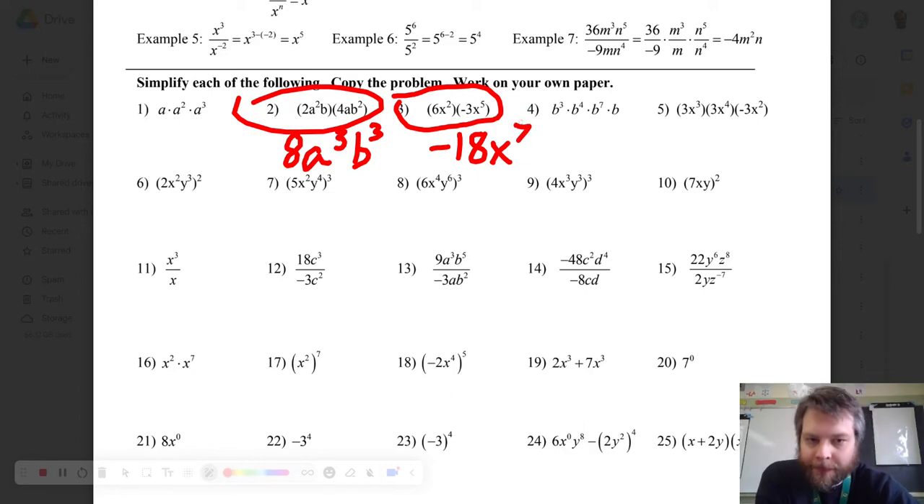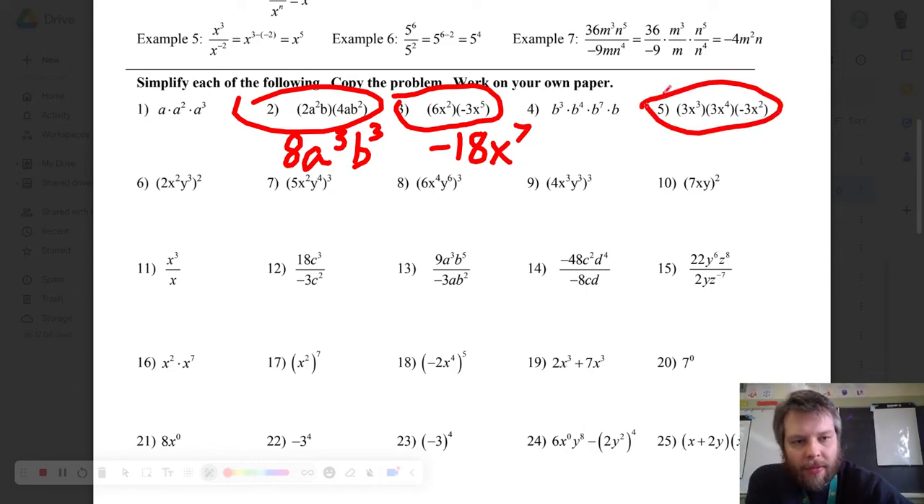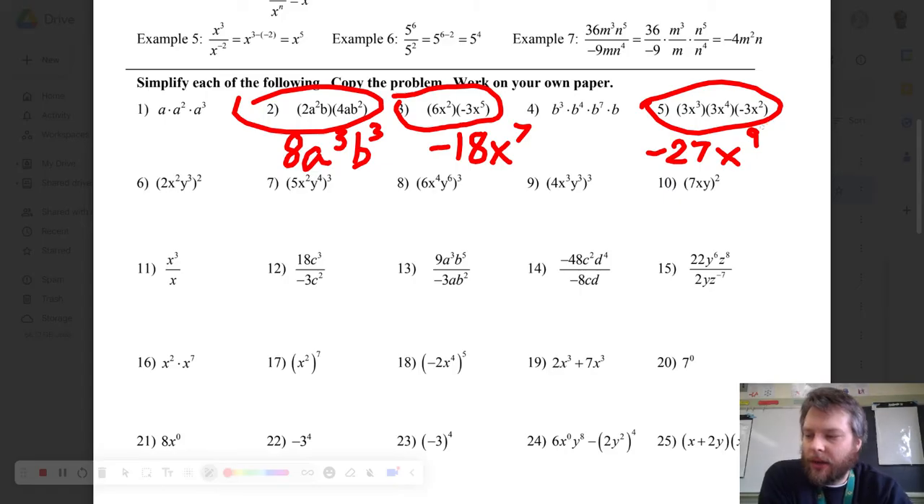That's it. Somebody else asked me about number 5. Same strategy. Look at the numbers first. 3 times 3 times 3 is 27. But there was a negative. Then I look at the x's. X to the 3rd times x to the 4th. 3 plus 4, so that'd be x to the 7. And then x squared, plus 2 more. 7 plus 2 makes 9. So negative 27, x to the 9.